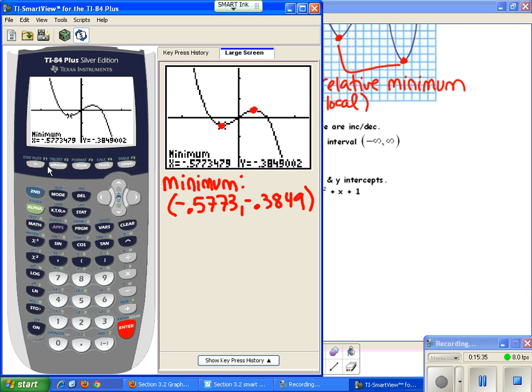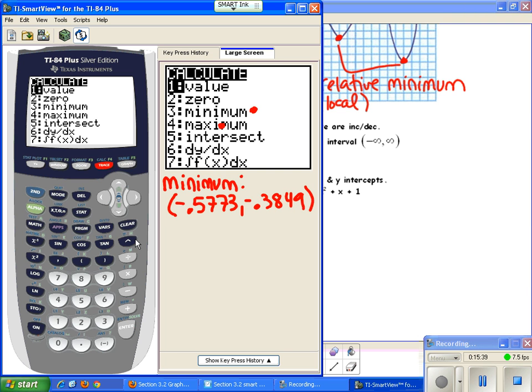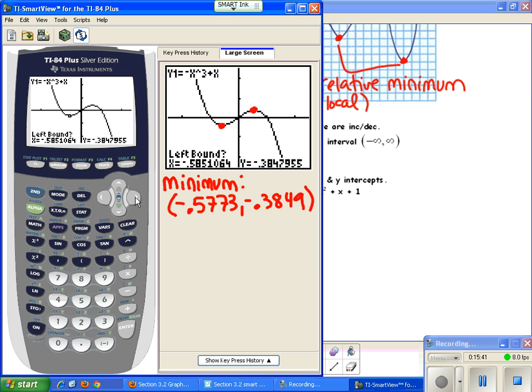And now I'm going to do the same thing, except now I need to figure out the maximum. So now I'm going to do number 4. And I'm going to scroll my cursor over to where I think the maximum is. Then I want to do something to the left of that, enter. Go back to where the maximum is and then go somewhere to the right and hit enter, and then enter for guess. And when I do that, I get my maximum.